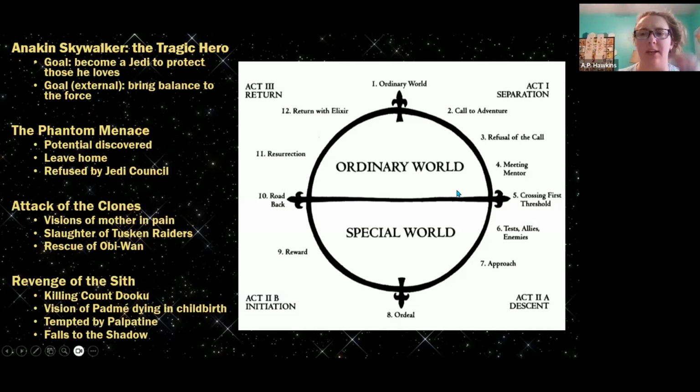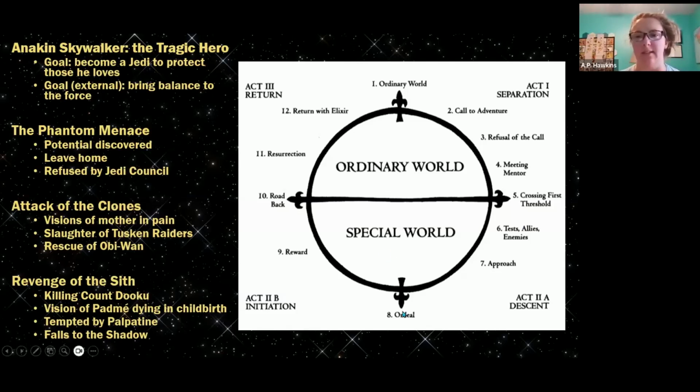But he actually kind of fails at every threshold that he faces, because his main ones, he's refused by the Jedi Council. Then in Attack of the Clones, he slaughters the Tusken Raiders because he is mad at them. And then in Revenge of the Sith, when he sees visions of Padme dying in childbirth, instead of following Yoda's advice and kind of taking those visions with a grain of salt, he says, no, I have to do something about it. And that leaves him vulnerable to being tempted by Palpatine and allows him to fall to the shadow.